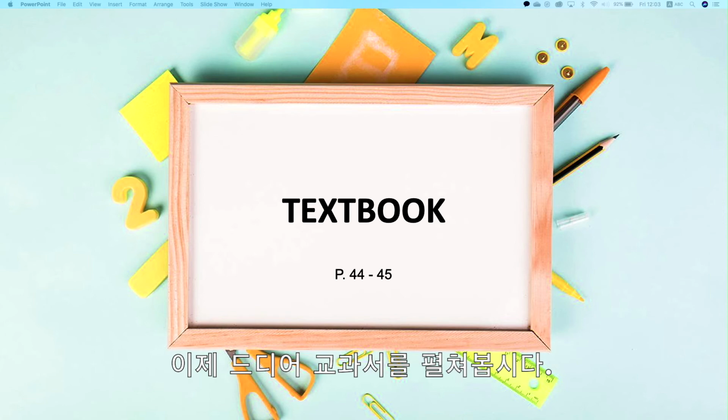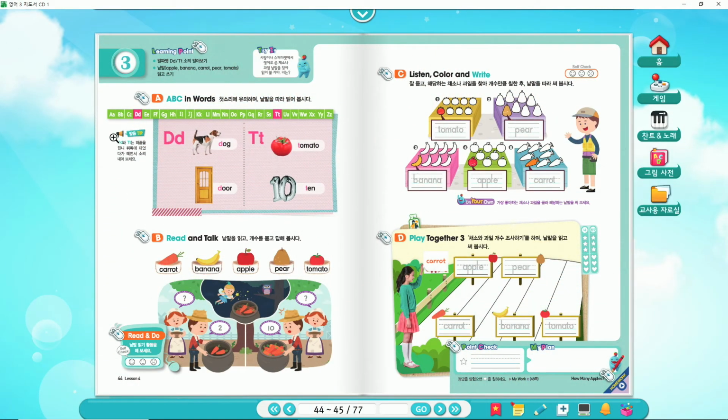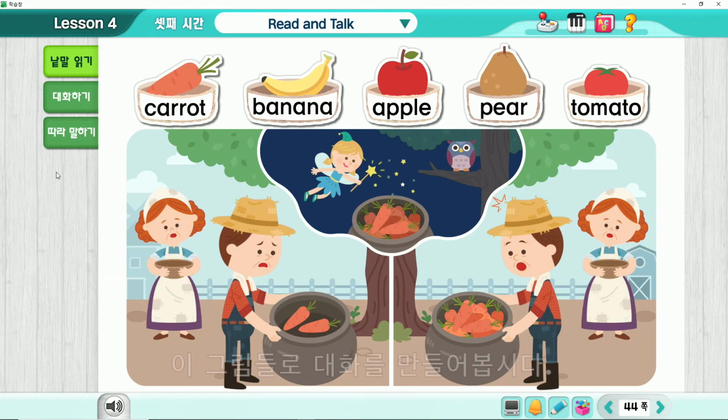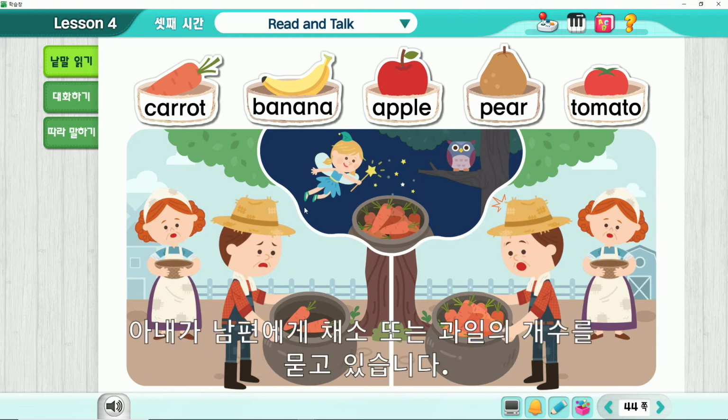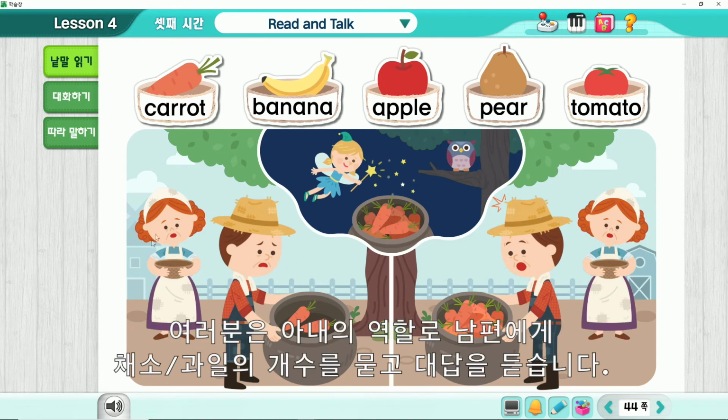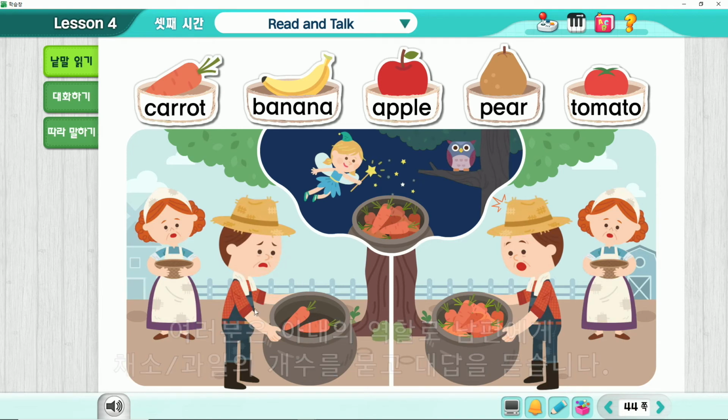Okay, now it's time to open your textbooks. We start our textbooks from B, read and talk. We are going to make a talk with these pictures. A wife asks her husband of the number of the vegetables or fruits. And there's a magic by a fairy, so after one night, the husband gets more. Now, you're the woman, so you ask the question and you hear the answer from the man.